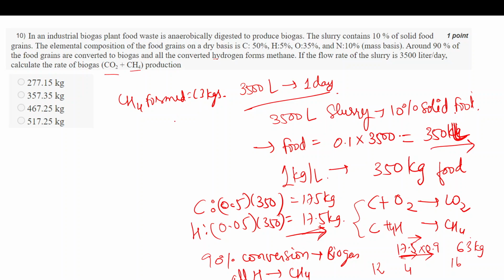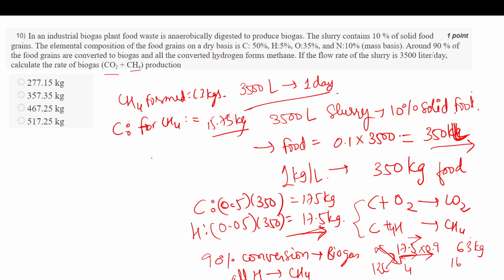Now, what will be the carbon usage? Carbon usage for methane production for CH4 is 12 into 17.5 into 0.9 divided by 4. You are just cross multiplying this. So it will be 15.75 kg of carbon used for methane production.